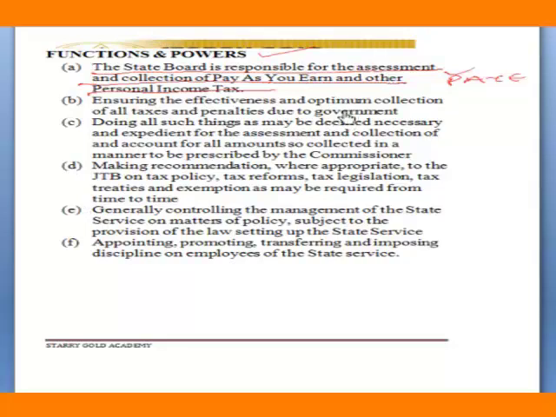Two, ensuring the effectiveness and optimum collection of all taxes and penalties due to government, doing all things as may be deemed necessary and expedient for the assessment and collection of, and to account for, all money so collected. What that means is they have to be on top of their job to make sure that as much as possible collection of revenue is maximized, so much is collected by the government, making recommendation where appropriate to the Joint Tax Board on tax policy, tax reforms, tax legislation, tax treaties, and exemptions as may be required from time to time.